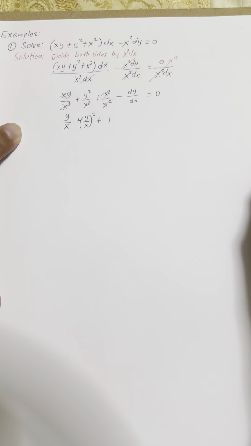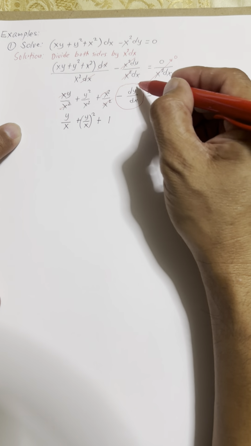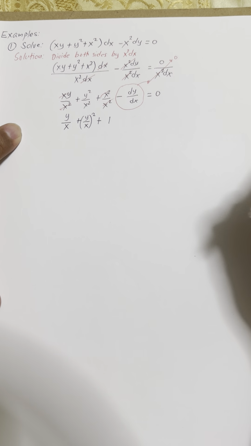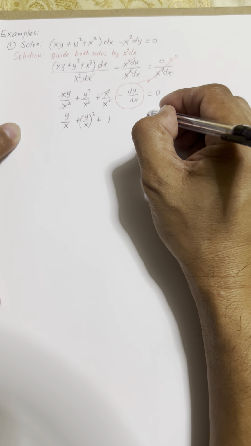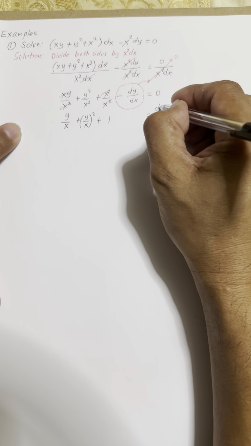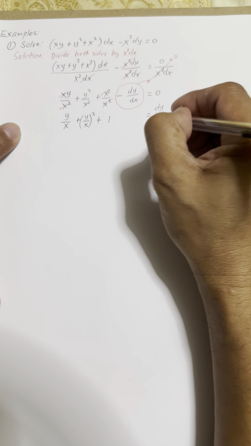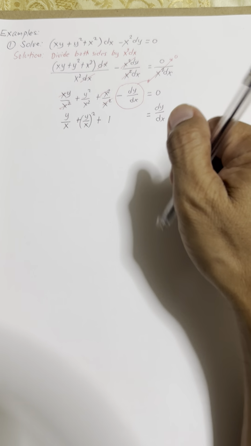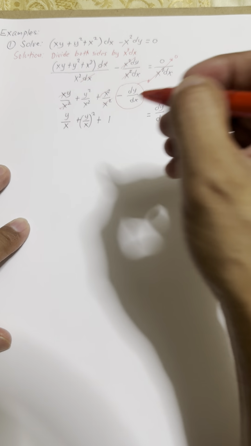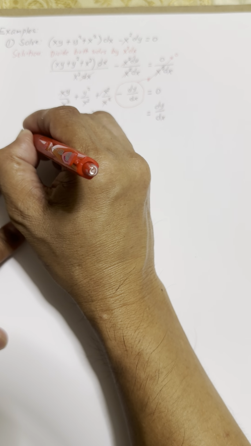Then we can transpose this to the other side, or add dy over dx to both sides. This will be cancelled out on the left, and we have on the right side dy over dx. So this becomes positive. Okay, and then we will do the substitution as mentioned in the previous video.